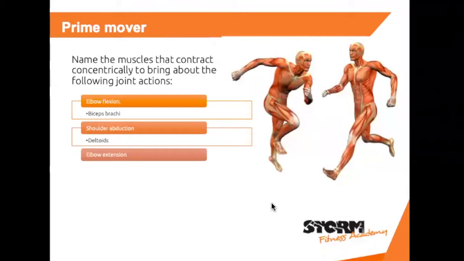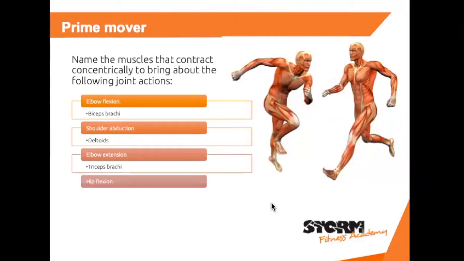Elbow extension. Oh, well, we covered that one, didn't we? Triceps. So when you think about a tricep push down, when you push that bar downwards, your elbows extend, hitting the triceps. Hip flexion. I mentioned this earlier, didn't I, when we were looking at the diagram of muscles. So that was the iliopsoas.